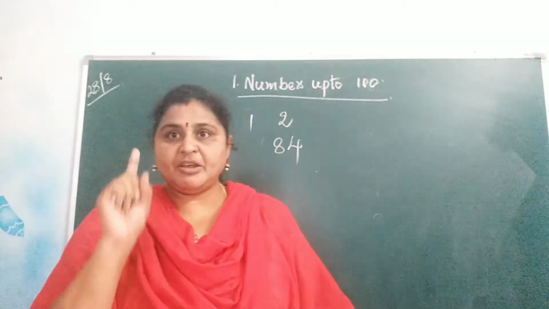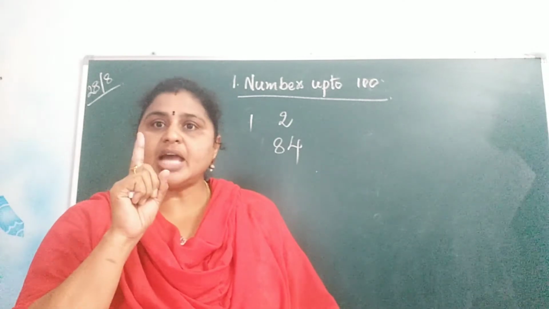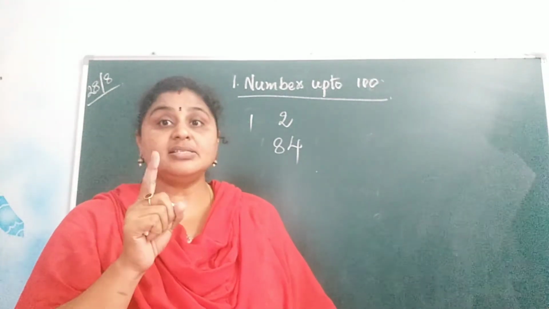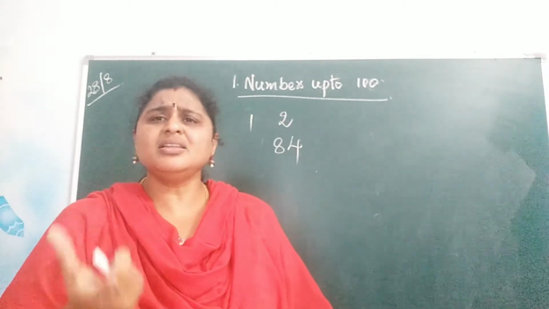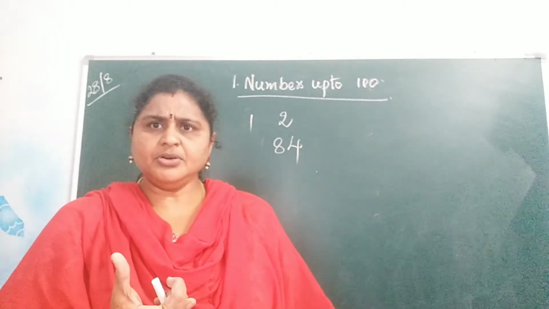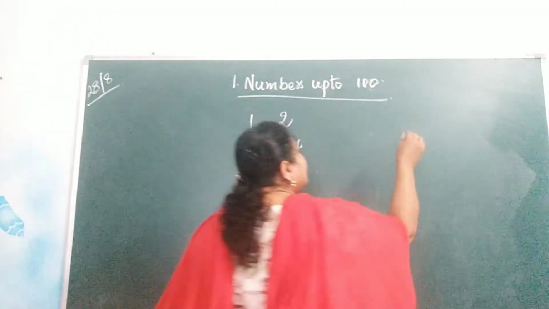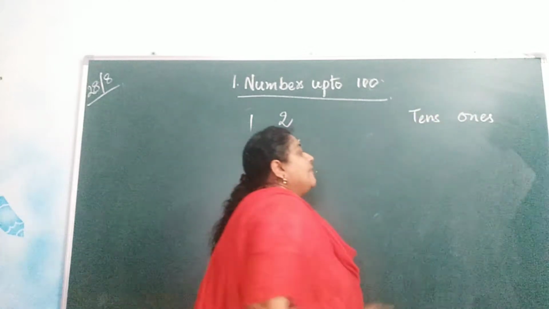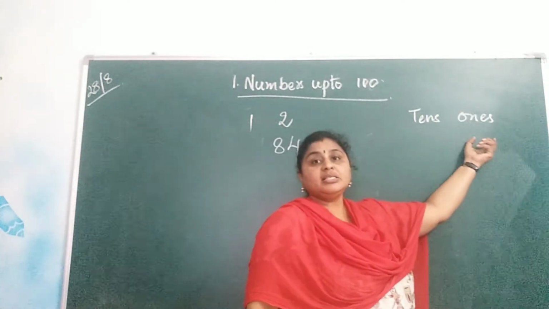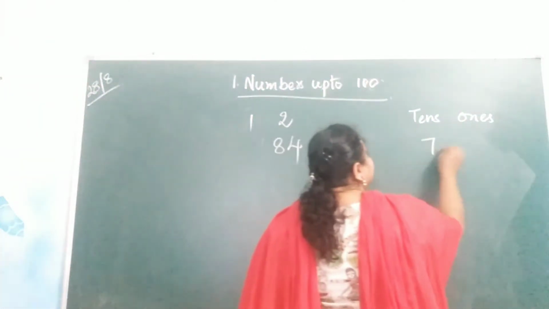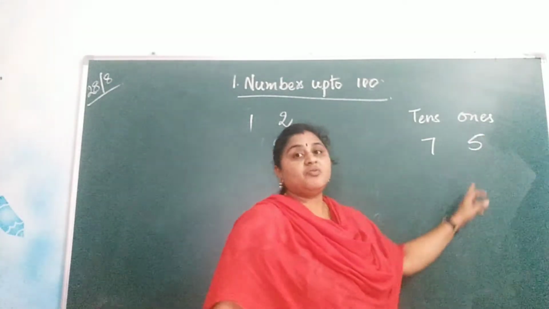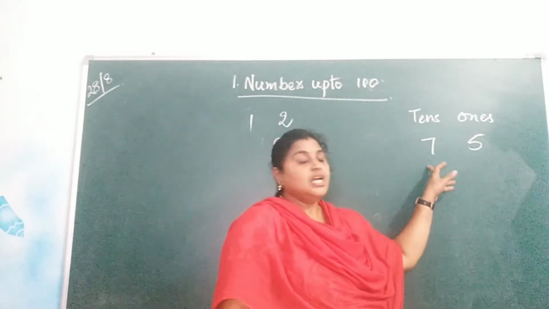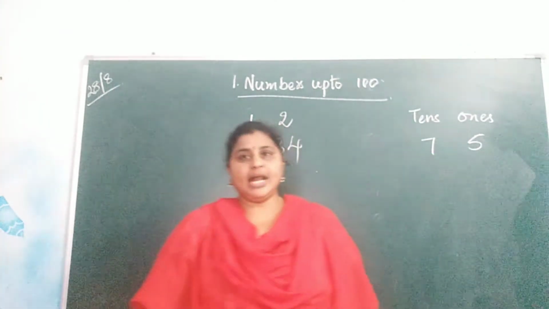Whenever you are writing a before number, children, you first observe what is the number in the ones place. What are these places? Did I teach you? No. Let us see. Now we have tens and ones. Suppose I have 75. What is the number in ones place? 5. What is the number in tens place? 7. So this comes for the 2 digit numbers.